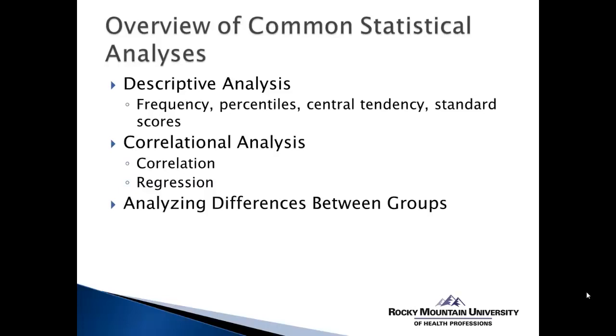Now the next set has to do with analyzing differences between groups. And the first and the simplest are the t-tests. So t-tests are used when we have two groups, for example males and females, or two sets of data, a pre-test and a post-test. And we want to compare the mean score on some continuous or numeric outcome variable.